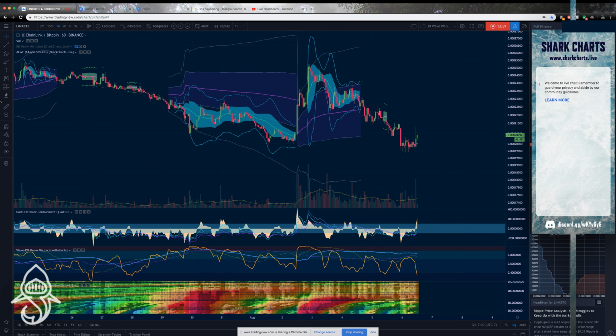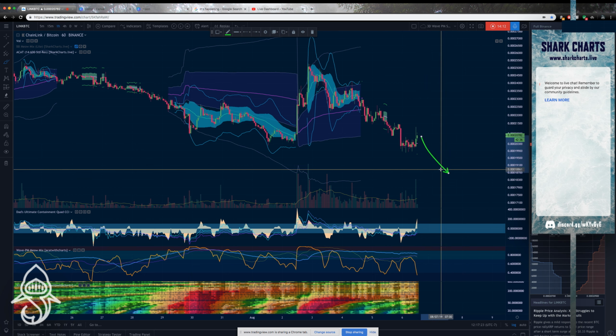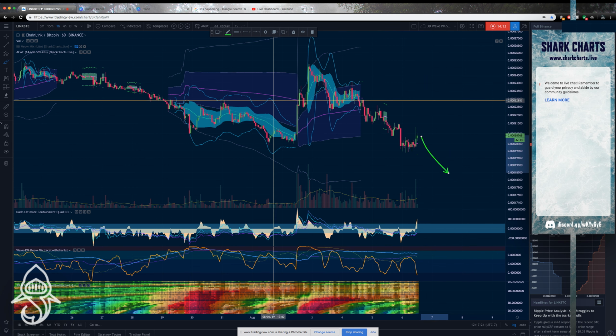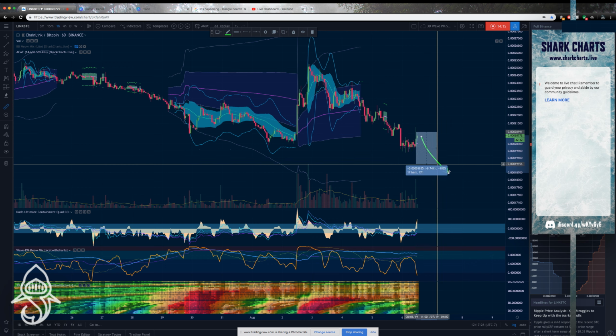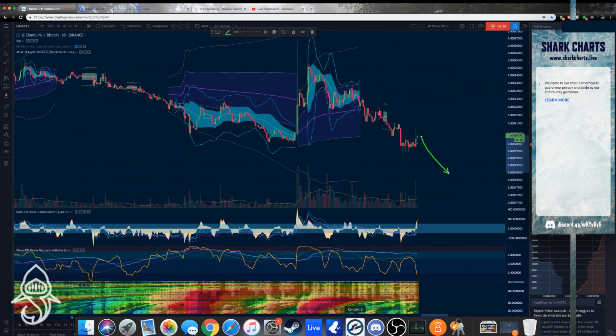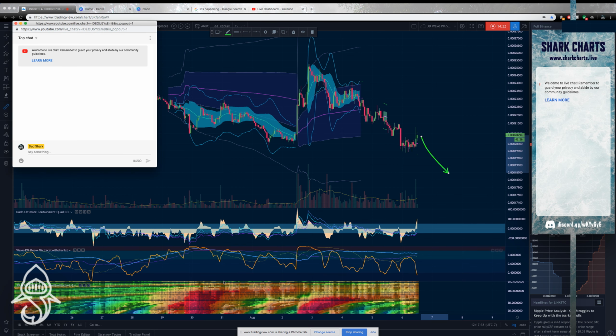Of course. Conditions already complete. So there's nothing I can do with this chart, really. I would expect a lower low. Stay safe. Yeah, that's a huge drop, too. Just be careful. Know your risks.